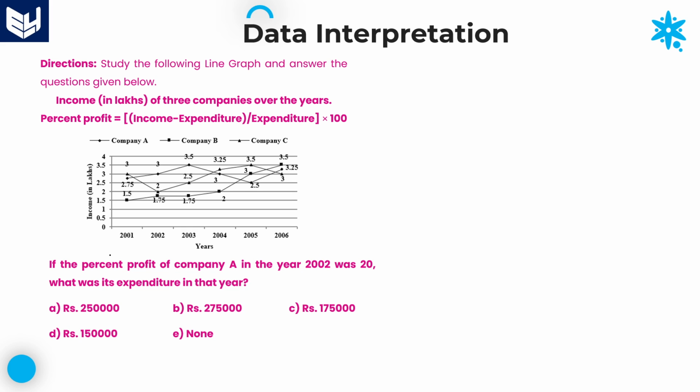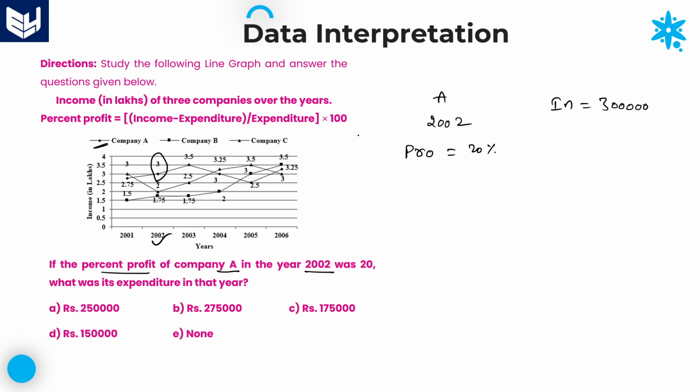See the next question. The profit percentage of company A in the year 2002 is given as 20 percentage. In 2002, company A is the rhombus shape, and the value here is 3 lakhs. So the income is given as 3 lakhs in 2002.